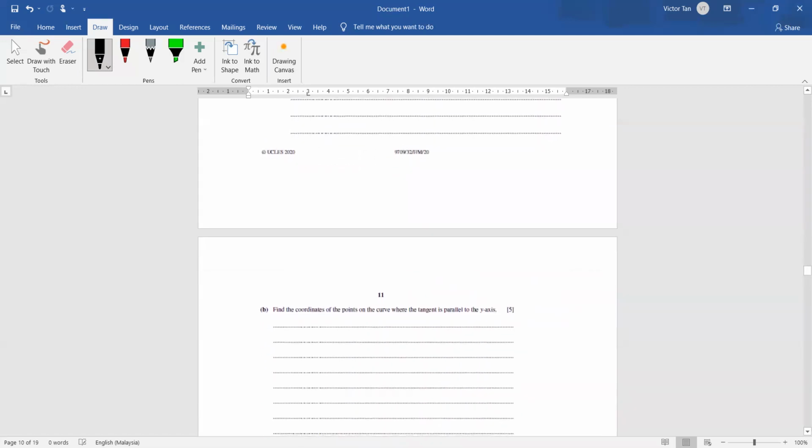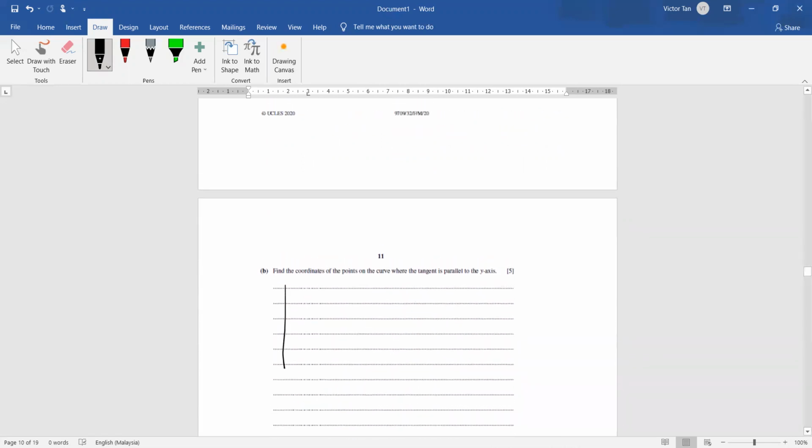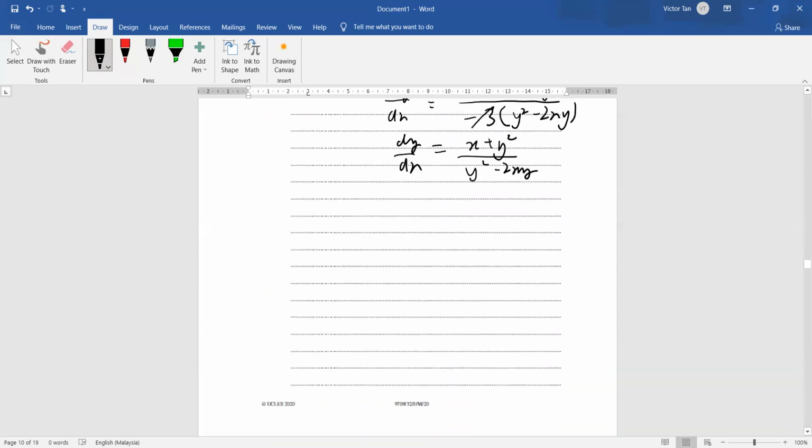Find the coordinates of the points on the curve where the tangent is parallel to the y-axis. So the tangent is parallel to the y-axis, so the tangent is a vertical line. For a vertical line, the gradient is undefined, or the denominator is 0. Okay, so your denominator of dy over dx is equal to 0.